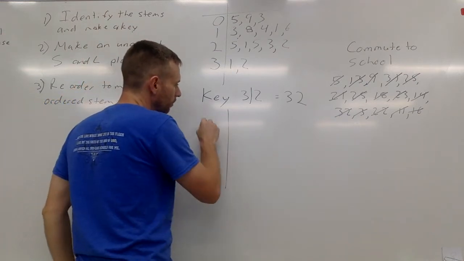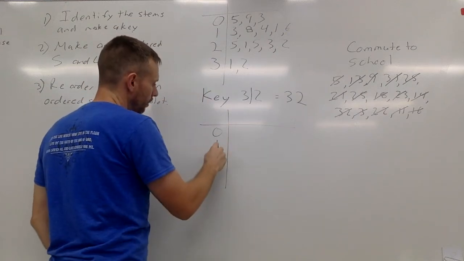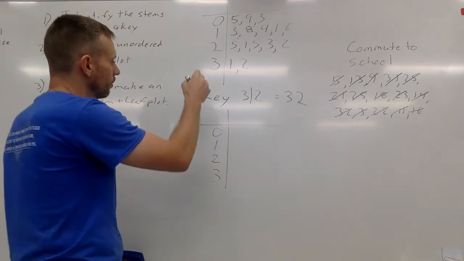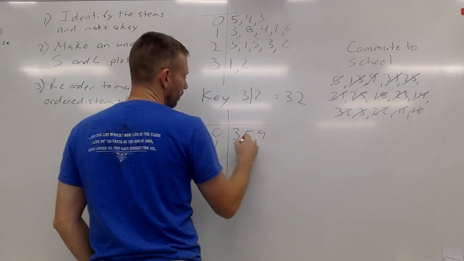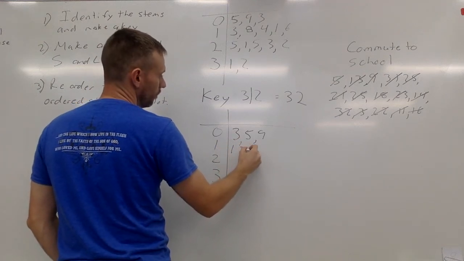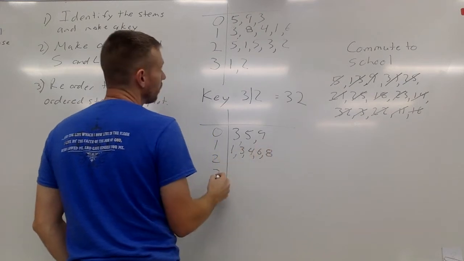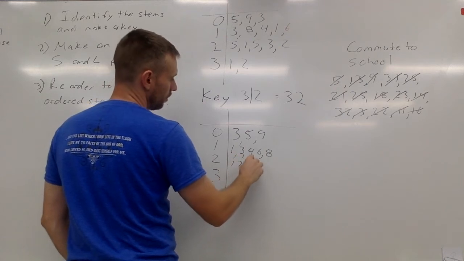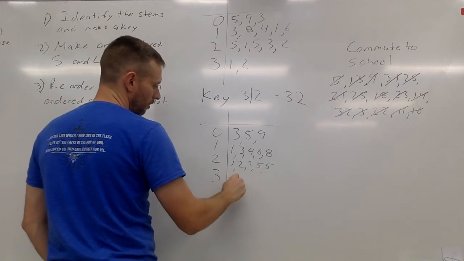I have my key. Now I'm just going to rewrite it, putting it in order, and it's a lot easier to do it this way than trying to order it straight from there, I think anyway. So I just need to rearrange these to be 3, 5, 9. And then I can rearrange this to be 1, 3, 4, 6, 8. This is going to be 1, 2, 3, 5, 5, and 1 and 2.